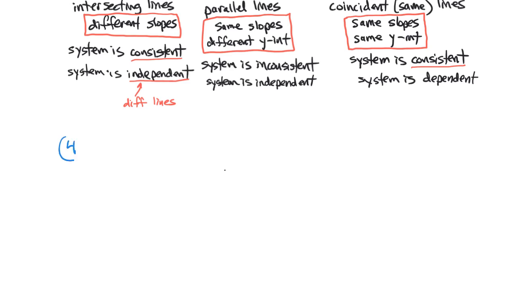So number 4 gives us a system of equations, and it asks if a particular point is the solution to the system. It says x minus y equals 3, and x plus y equals 5. And it gives us this point, 4,1. The question says, determine if the given point is a solution to the system.